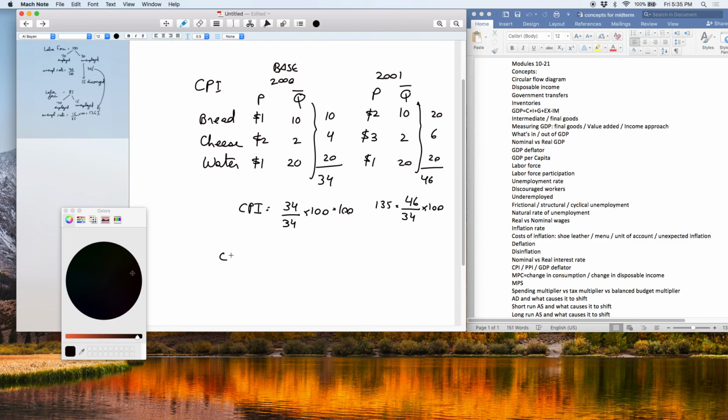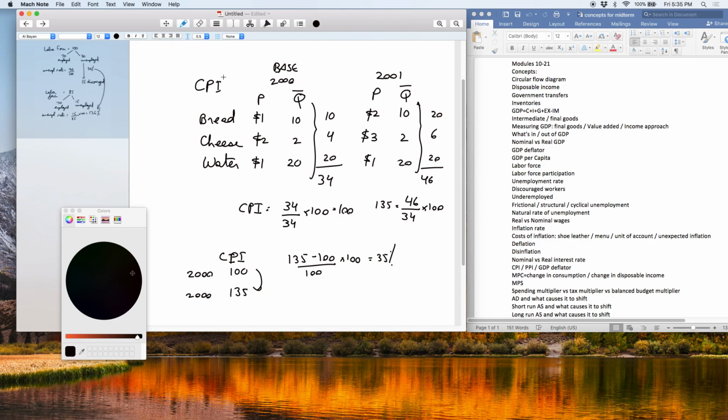So if you look up CPI numbers, okay, we're going to have the year 2000, you're going to have the year 2001, so here it's going to be 100, here it's 135. So you say, what's the inflation rate? Well, you say it's 135 minus 100 divided by 100 times 100, which works out to 35%.